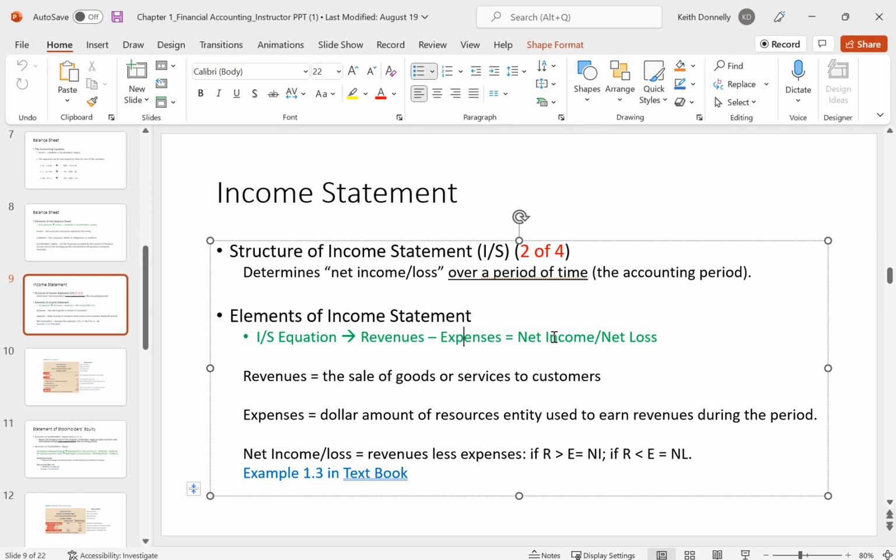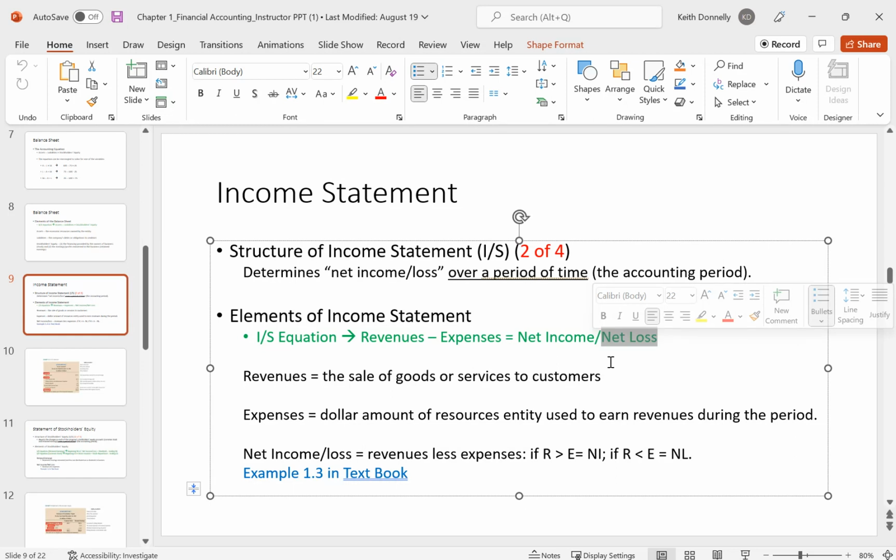What does that mean? So let's say you opened up a lemonade stand, right? You sold $1,000 worth of goods, and you had $300 of expenses. In that case, you would have net income of 700, 1,000 minus 300. You were profitable. In distinction, let's say you sold $1,000 worth of lemonade, but you paid $1,500 in expenses. In that case, you would be at a net loss of $500, right?